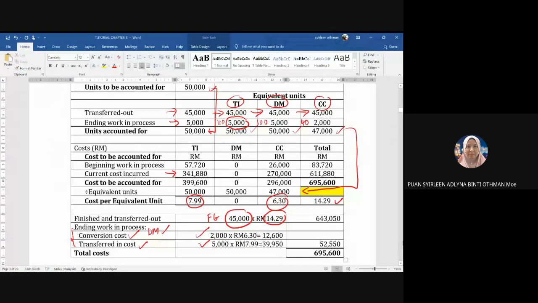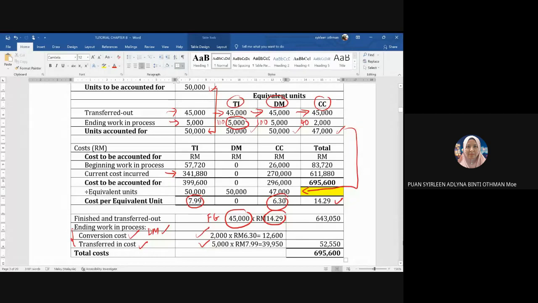So kita akan dapat total. Yang ni total sama sebab bila you bahagi tadi memang you dapat round figure. Alright. Ada apa-apa nak tanya tak untuk question 1? Tak ada? Okay, clear.